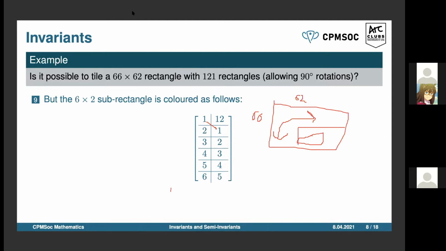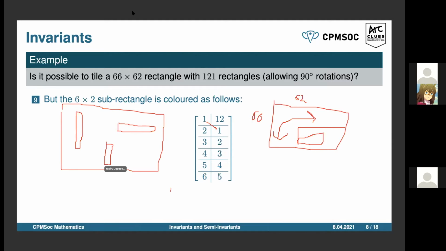Okay, so the issue with this is, remember, if you look at the coloring, it turns out that if you put any 12 by 1 rectangle anywhere in the grid, no matter how you orient it or put it in the grid, it's going to cover every single number exactly once. So for example, we might have 3, 4, 5, and so on until it goes back to 2 here. So every 12 by 1 covers every number exactly once.